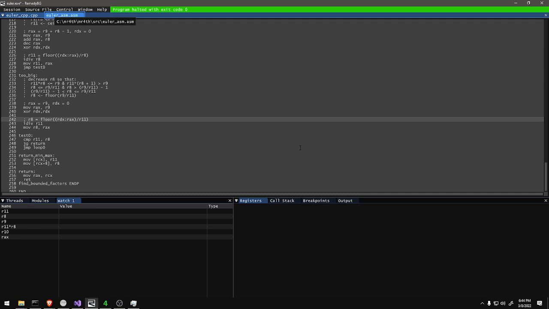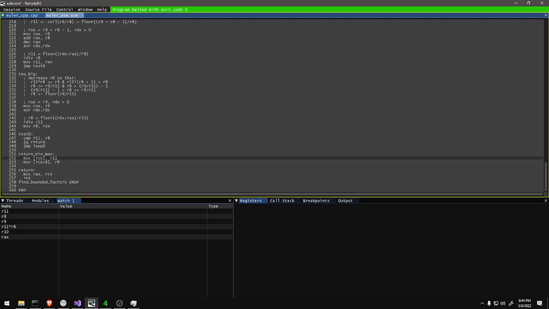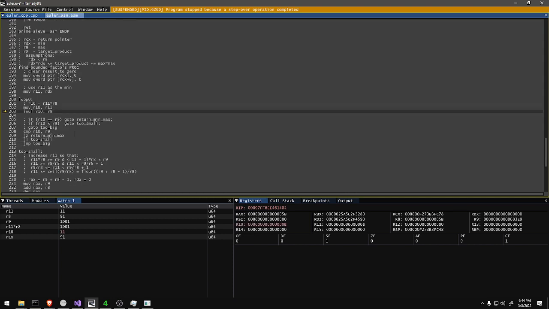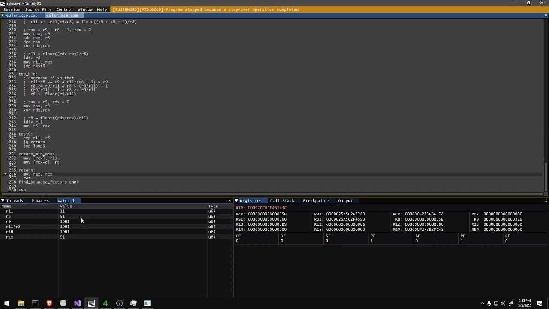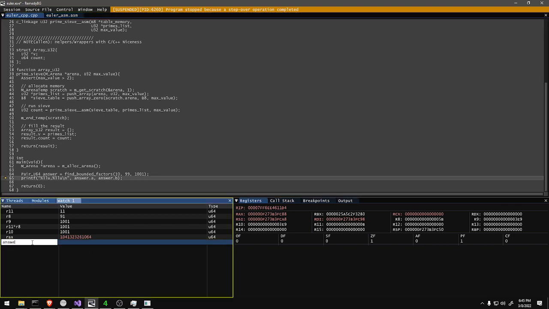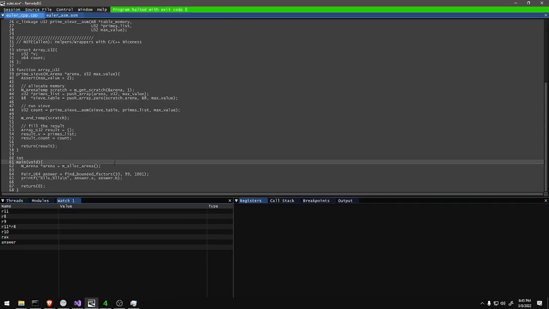R8. So 91 goes there. We compare 11 to 91. It's fine. So we go back up here. We do the multiply. It should be either correct or too small. It's, let's see, it's correct. And so now we return our result, and the answer we should be able to evaluate is 11 times 91. Great. Okay.